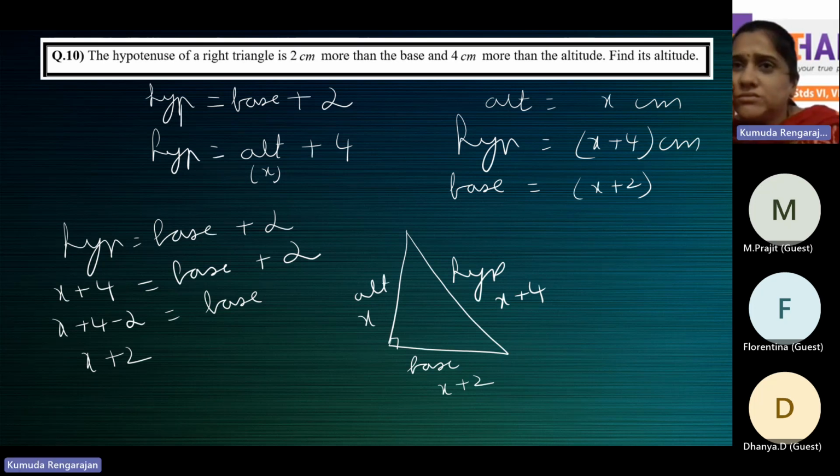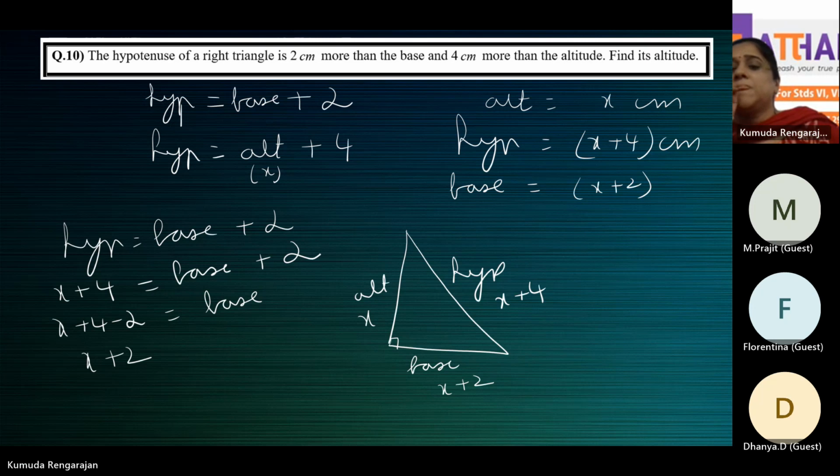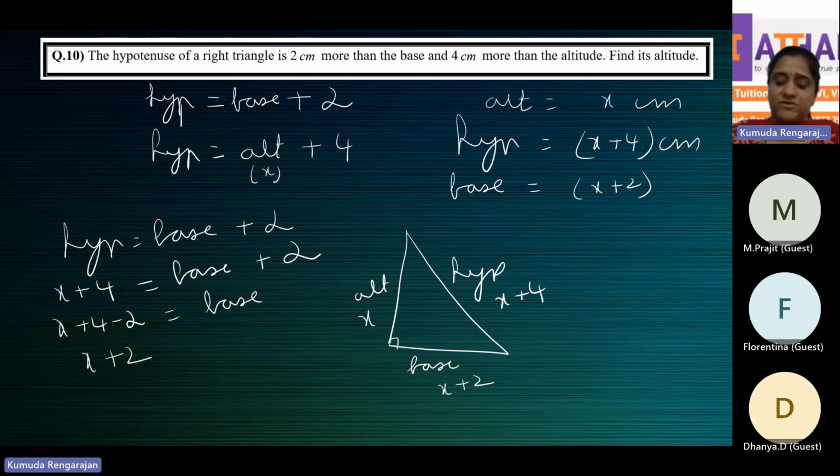Hypotenuse is equal to root of... you've got the correct idea, but the way you put it is incorrect. Complete this one. Hypotenuse square is equal to what? Forget root. Hypotenuse square is equal to base square plus altitude square. Hypotenuse square is equal to base square plus altitude square. So there you'll have to substitute and find the value of x.